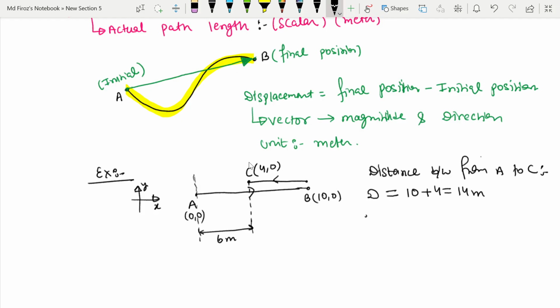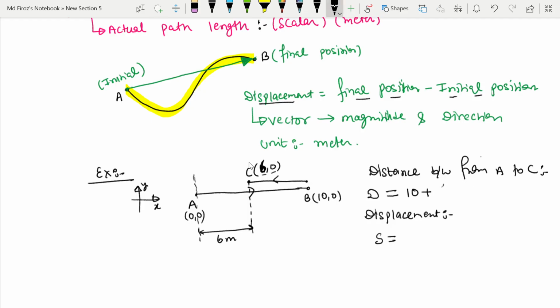But what is the displacement? For displacement, we have to see the formula. What is displacement? Final position minus initial position. This is the distance between the final and initial position. It is represented by capital letter S, always. So S is equal to final position minus initial position. The final position is C and the initial position is 0, 0. Actually, this is 6. This is not 4. This is 6.